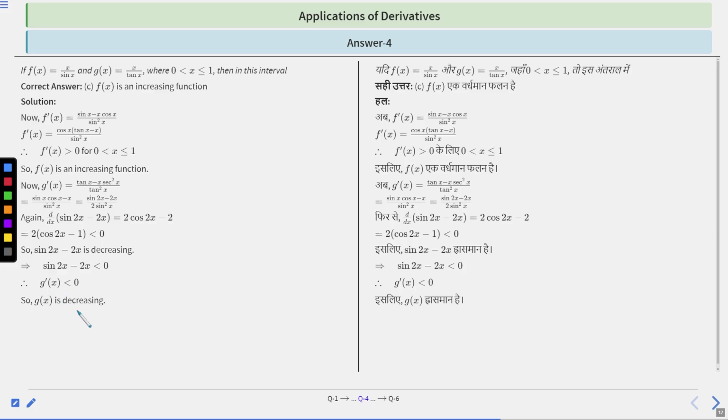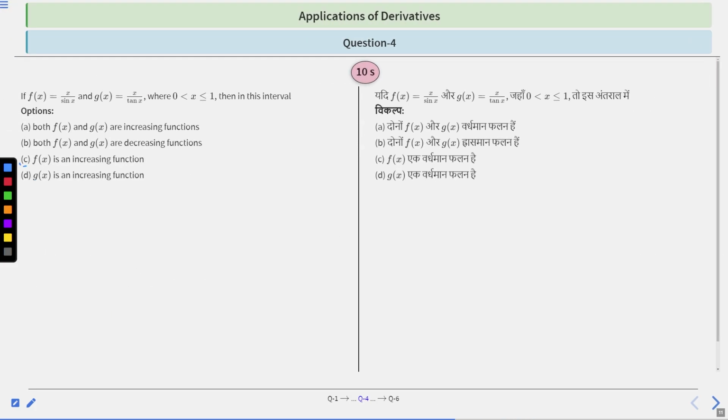So g(x) is a decreasing function, right? Therefore, f(x) is an increasing function and g(x) is a decreasing function, right? So I think option C is the right choice. f(x) is an increasing function and g(x) is a decreasing function. Clear? Okay, let's move to the next question.